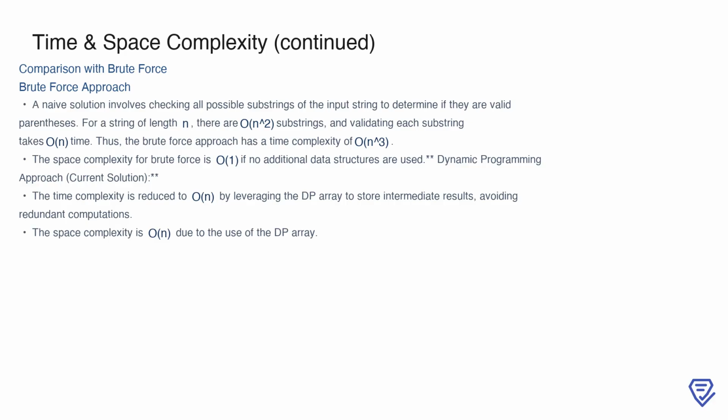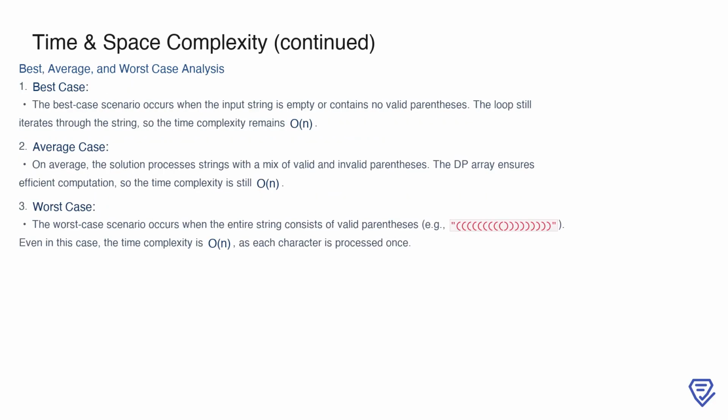However, the two approaches differ in space complexity: the DP array is the dominant factor in the dynamic programming approach, giving O(n), while the brute force method generally uses no additional data structures and therefore has O(1) space complexity. Now, let's analyze the performance in different scenarios.